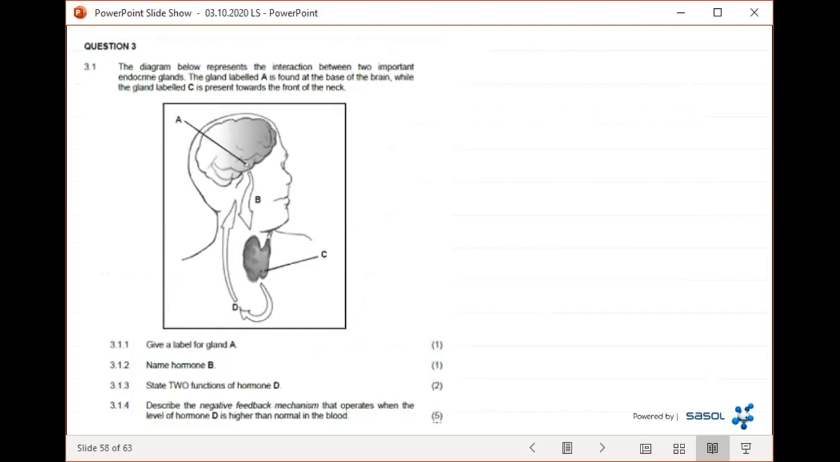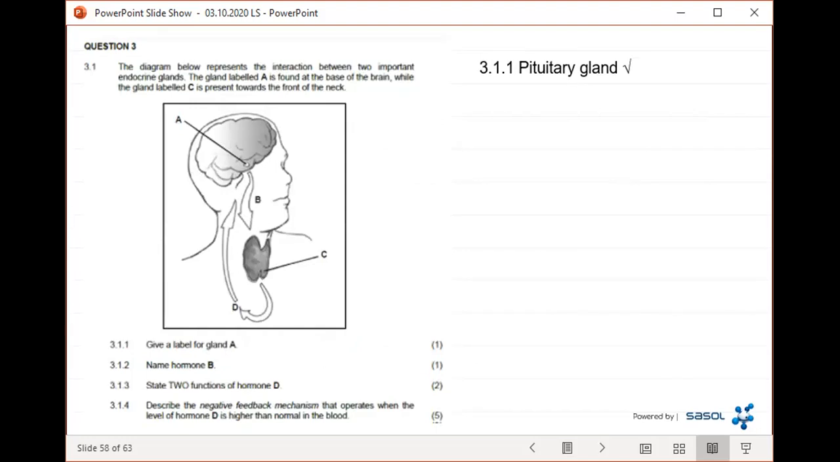Then we move on to question 3. The diagram below represents the interaction between two important endocrine glands. The gland labeled A is found at the base of the brain, while the gland labeled C is present towards the front of the neck. Question 3.1.1, give the label for gland A. Gland A would be our pituitary gland.